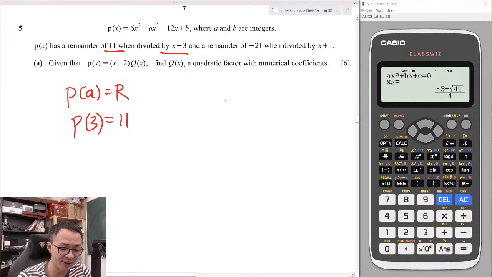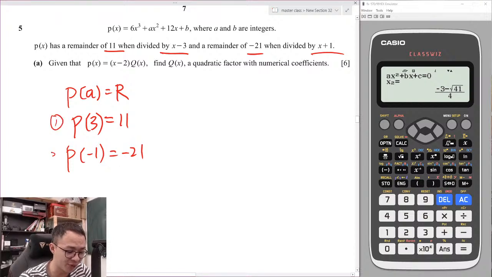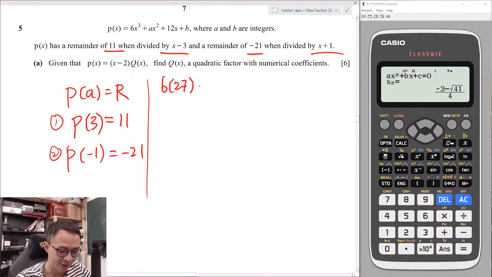So same idea, the remainder is 21 when divided by this one. So I know p(-1) equals negative 21. So I have two equations here, first equation and second equation. What I want to do now is the simultaneous for the equation above. So I plug in the 3 here: 6(27) plus 9a plus 36 plus b equals 11.